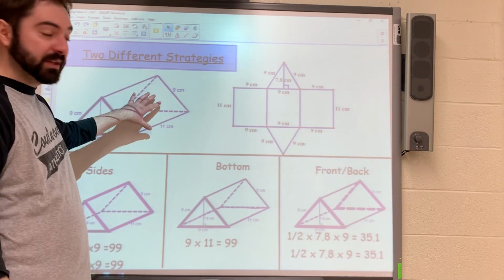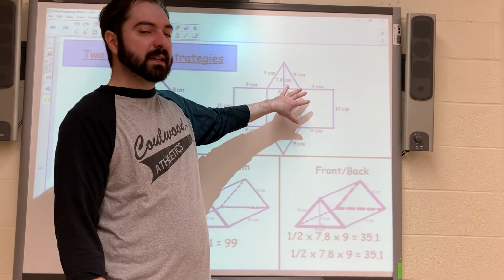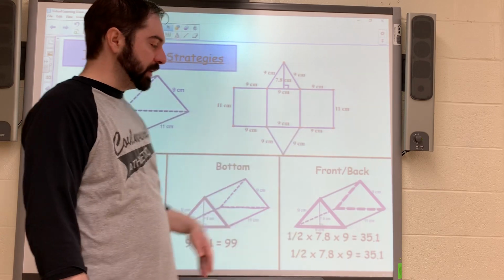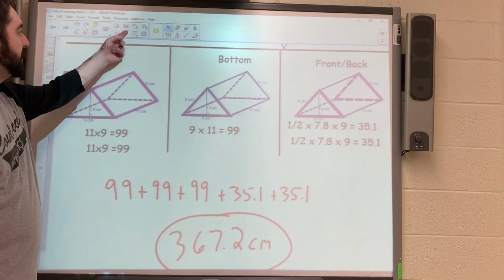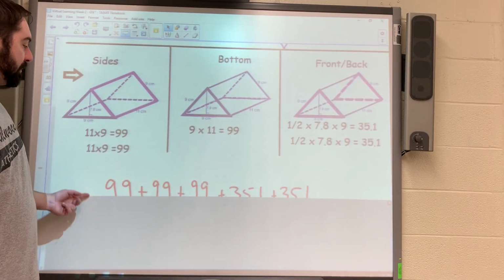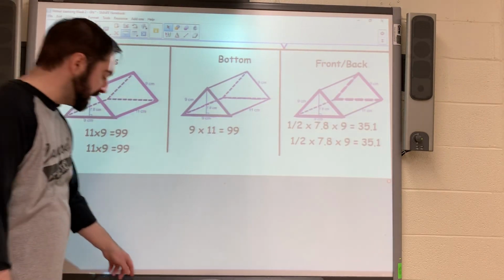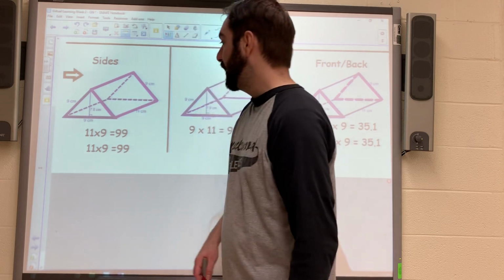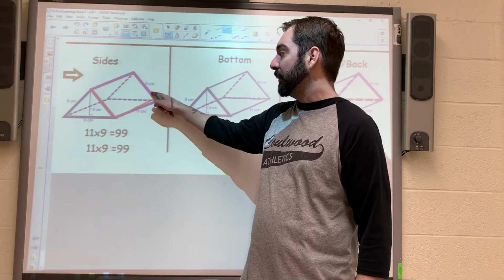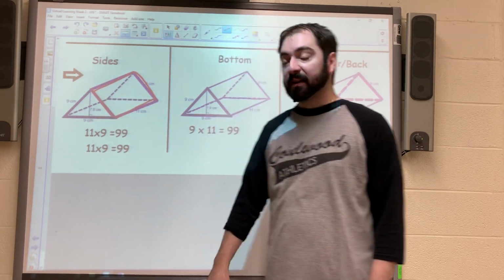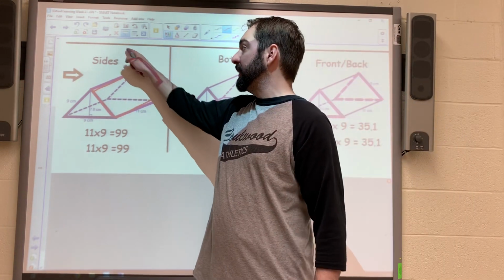So again, this was the prism they gave us. This is what its 6th grade net would look like, in case you were curious. But down the bottom here, okay, I broke it apart. So again, my sides, the 2 triangles, I had to do 1/2, the sides, the rectangles here, it's a little tough to see in purple, but I'll highlight them, were exactly the same. Length times width, they were both rectangles.